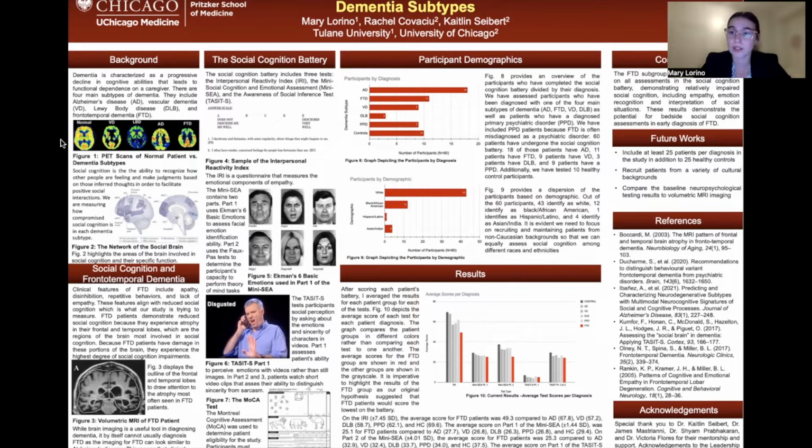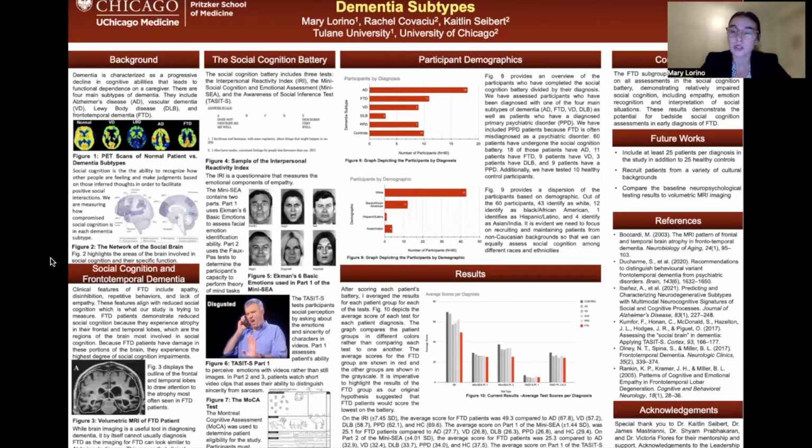And then a bit of background on social cognition. Social cognition is the ability to recognize how other people are feeling and make judgments based on those inferred thoughts in order to facilitate positive social interactions. The overarching goal of this study is to measure how compromised social cognition is in each dementia subtype. Figure 2 here is called the network of the social brain, and it pinpoints the regions involved in social cognition.